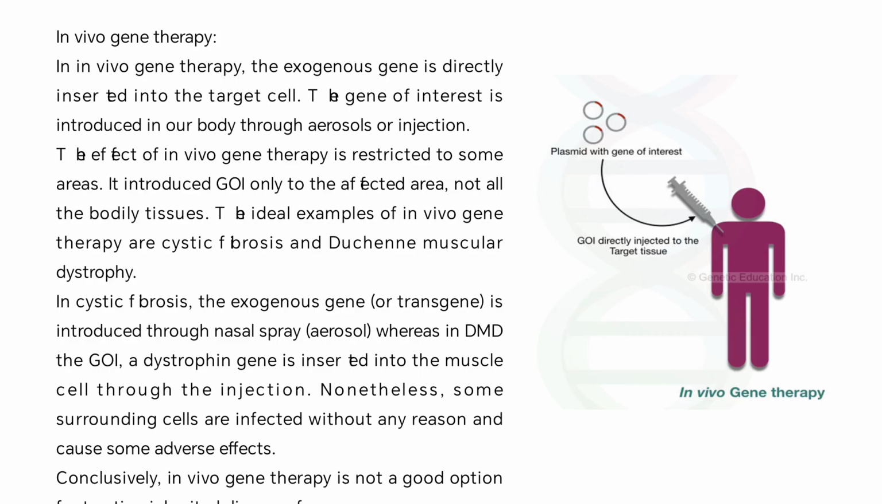The next one is in vivo gene therapy. In vivo means the exogenous gene is directly injected into the target cell, so that the gene of interest is introduced into our body by aerosol, by spray or by injection. Directly, the gene can enter the cell, but it cannot spread from one cell to the other. As per the guidelines, the ideal examples of in vivo gene therapy are cystic fibrosis and Duchenne muscular dystrophy, in which the protein dystrophin is defective.